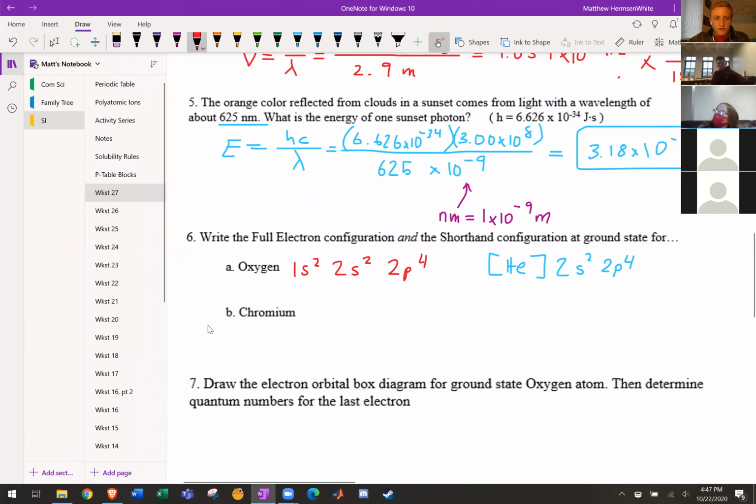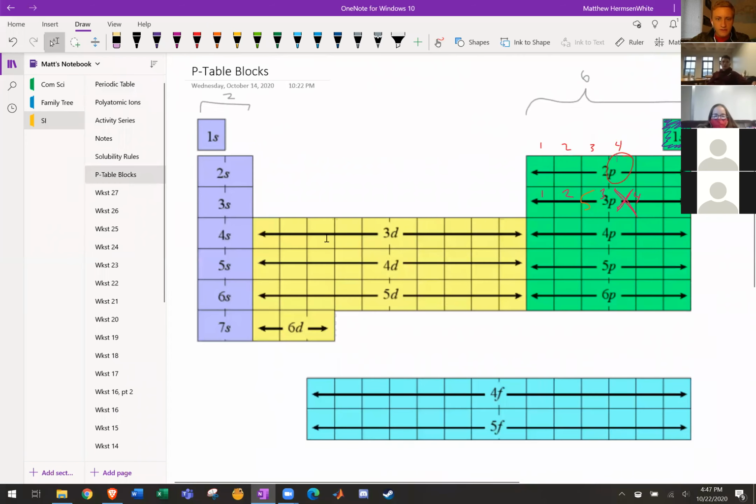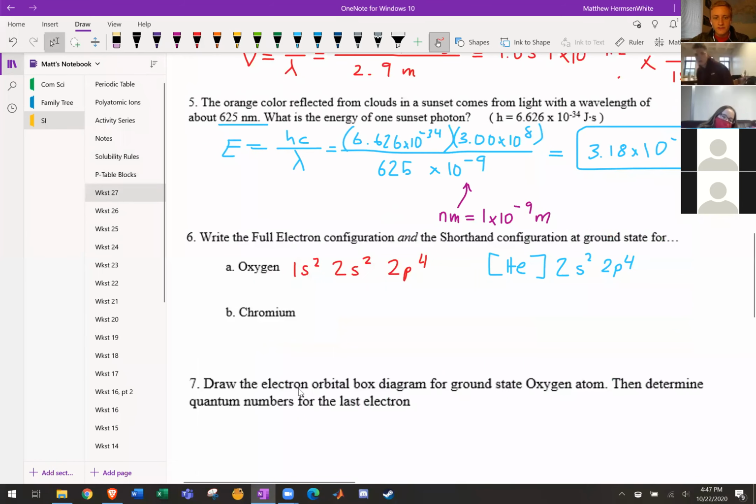All right, so now on chromium. Once again, chromium is located right here, box number 24. And that would be right here on the periodic table blocks, the 4th one in the 3d. So let's write out the full configuration first. We have 1s2, 2s2, 2p6, 3s2, 3p6, 4s2, 3d4.